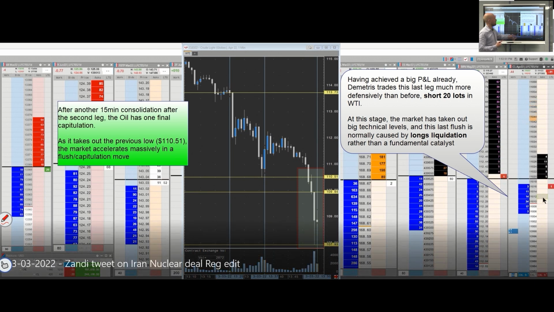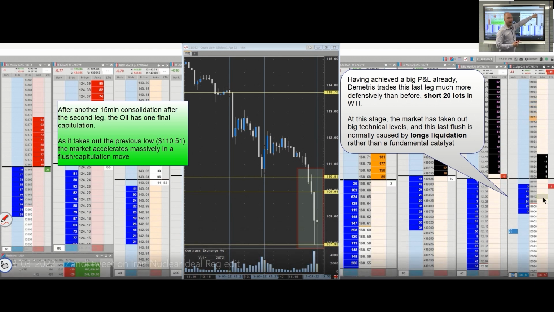So moving forward then, we have jumped forward. We're now moving towards around about 20 minutes after the trade. What we're looking at then is the final leg. There's your low in WTI. That comes in at 110.51. That's a pretty significant level that we're looking for a break, and then you get this big acceleration down. This is your exhaustion phase. So, still got a 20 lot position. We're looking now for a kind of final exhaustion.